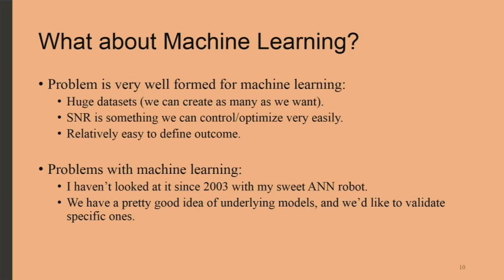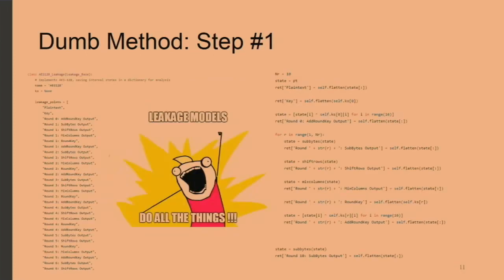The other problem with it is that sometimes we actually do know the underlying model, and we'd like to validate what that model is. In our case, we know what the algorithm is, and we'd like to figure out where the problem is coming from, because that can help us fix the problem in the design. It does help us attack it, but it could also help us fix the problem.